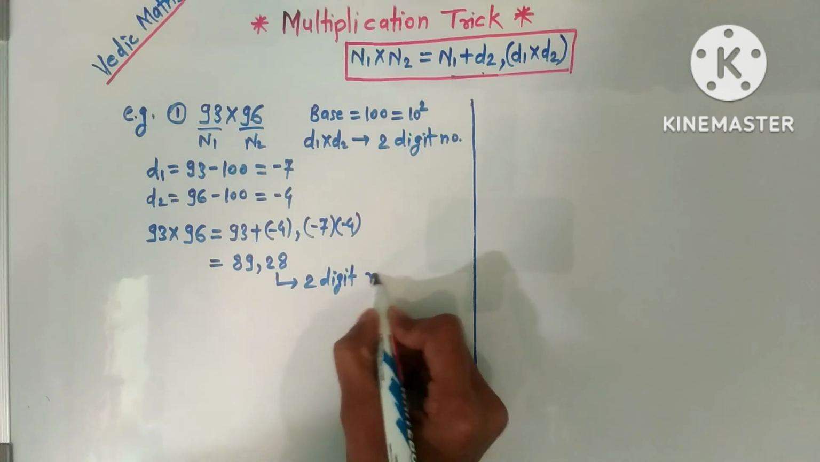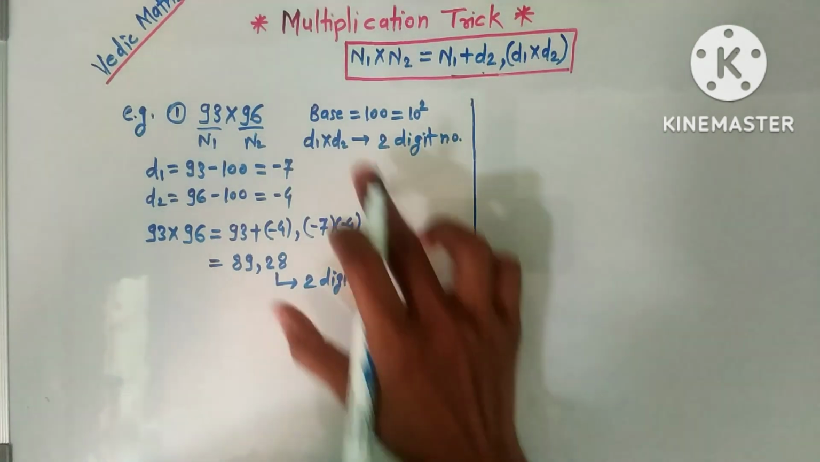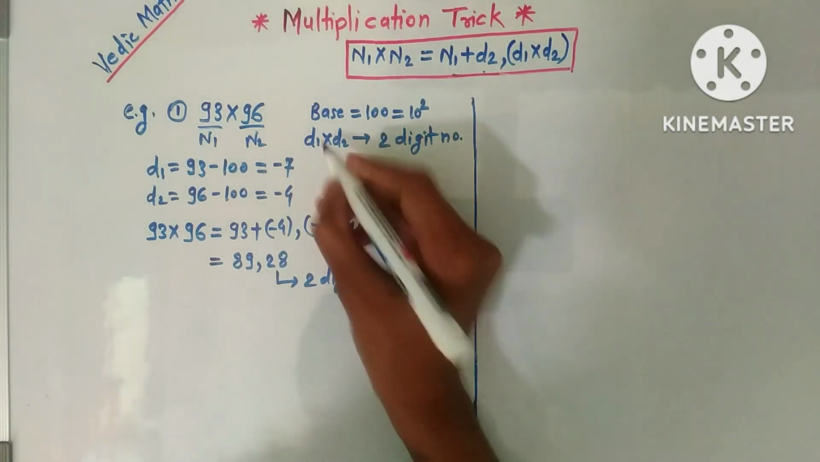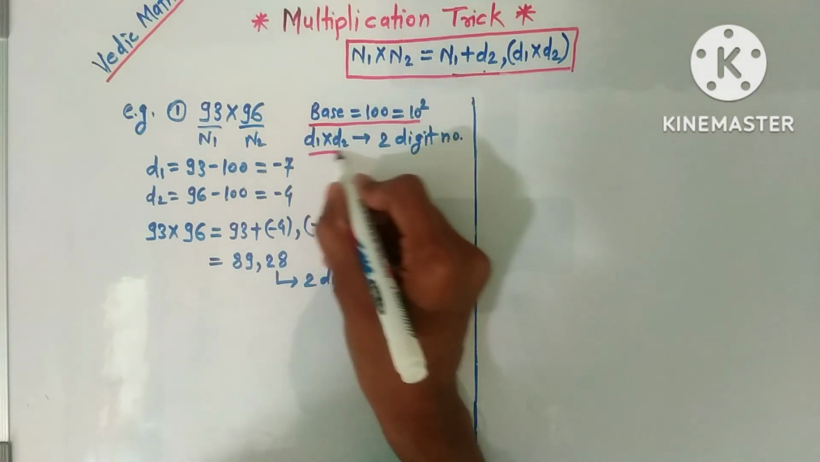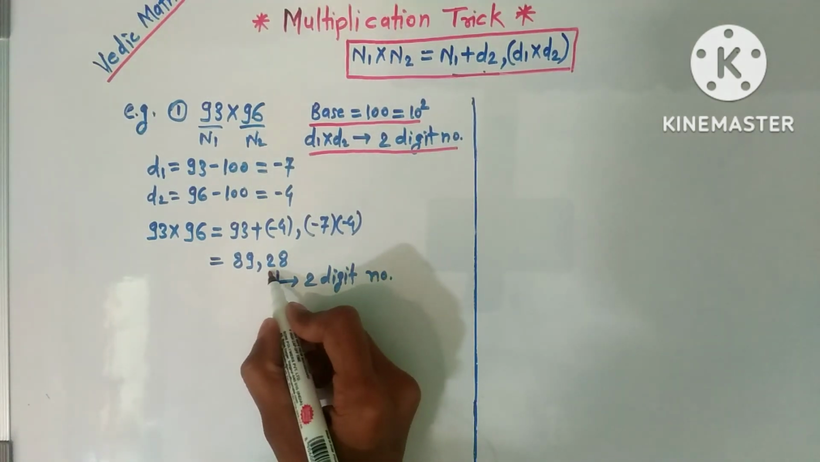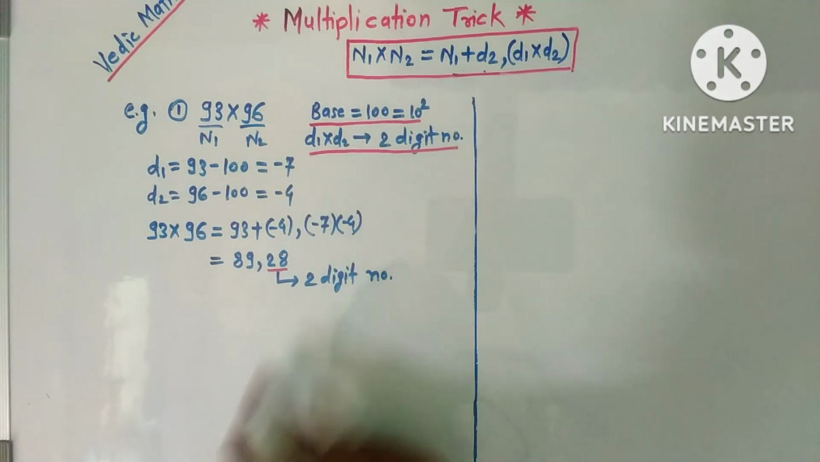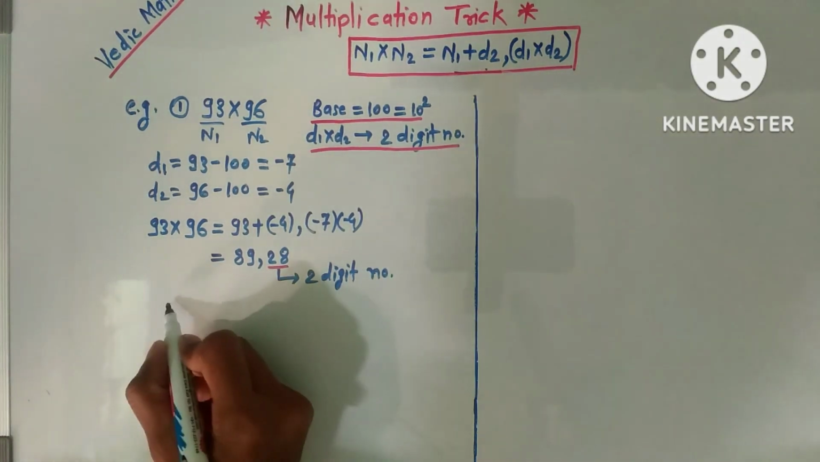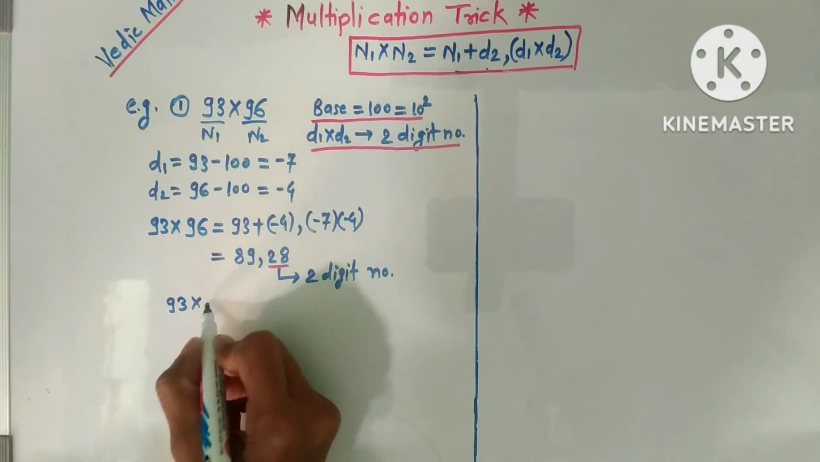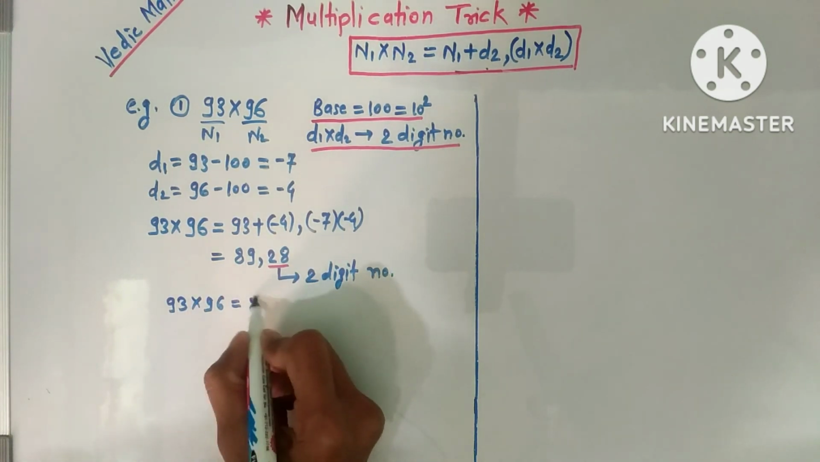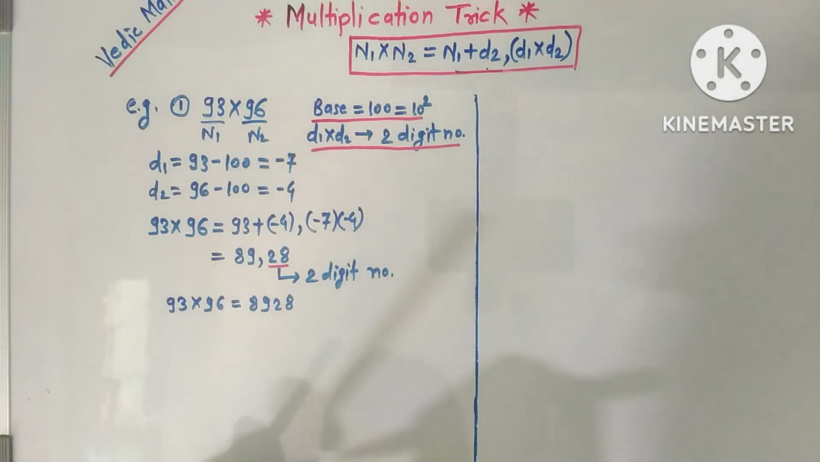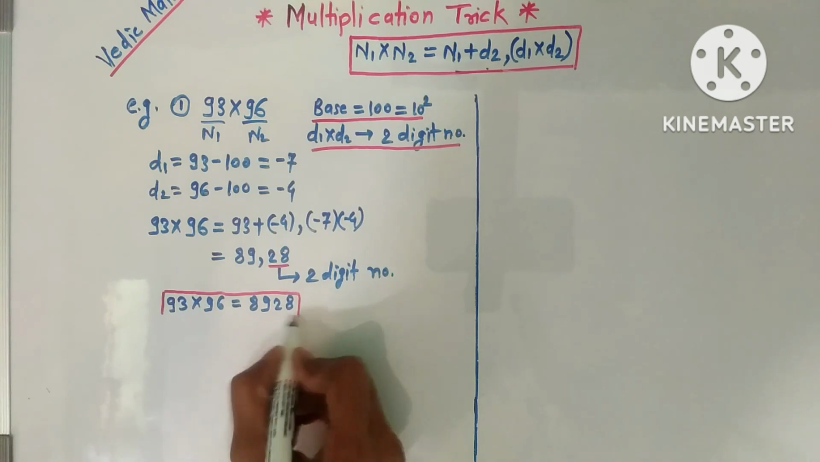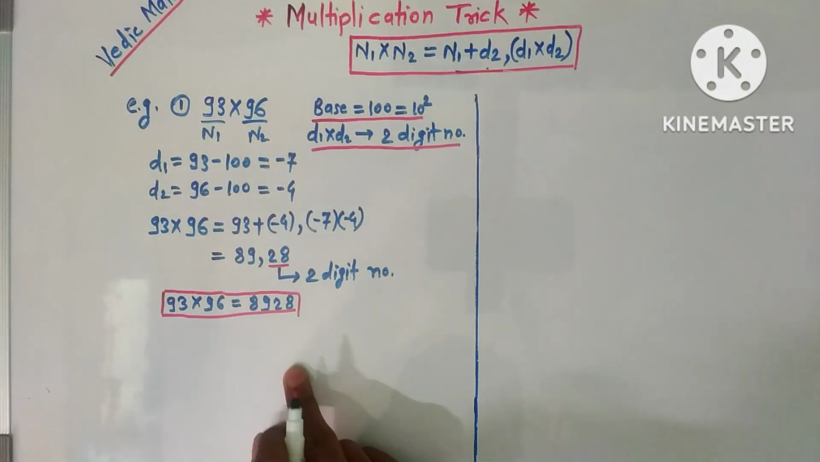When we consider the base as 100, that means 10 raised to power 2, the product d1 into d2 should be a 2-digit number. Here the product 28 is already a 2-digit number, so no need to adjust it. So we got the final answer: 93 into 96 is equal to 8928. This is our final answer. You can check this answer by using a calculator also. So this is the correct answer.